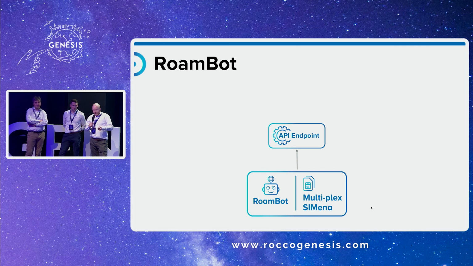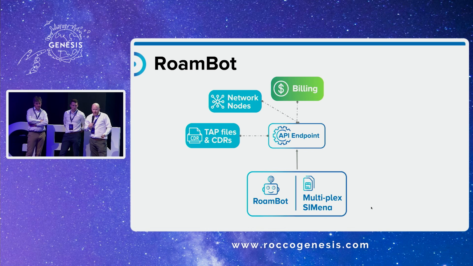And that's where the API endpoint comes in to each network. Every network on RoamBot has an API endpoint, implementing standardized APIs from RoamBot. For example, I want to enable testing for these two IMSIs for voice or SMS.